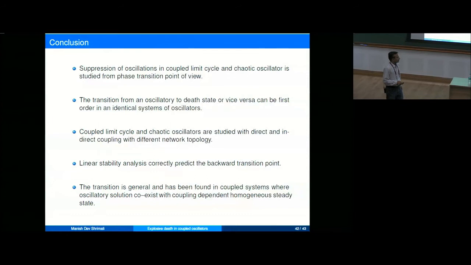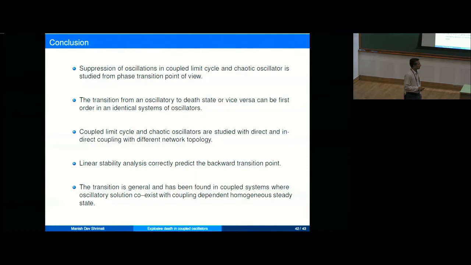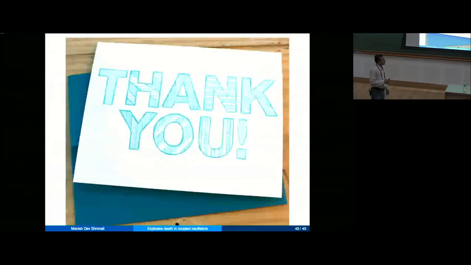The backward transition point is analytically calculated through linear stability analysis. All these transitions are independent of the network size. It was observed that this is because of the coexistence of the oscillatory state and the coupling-dependent homogeneous steady state. So I would like to thank you here.